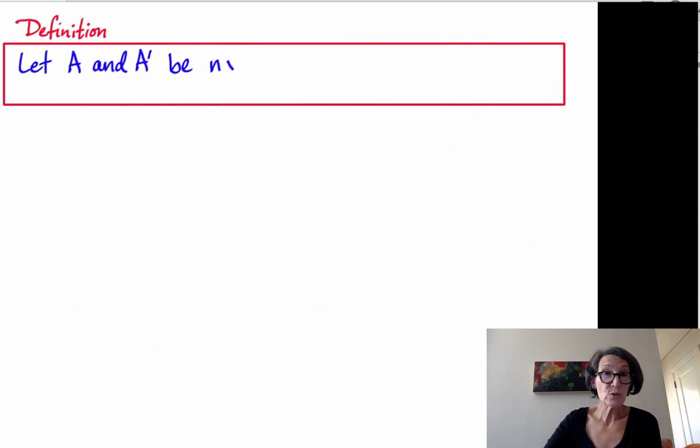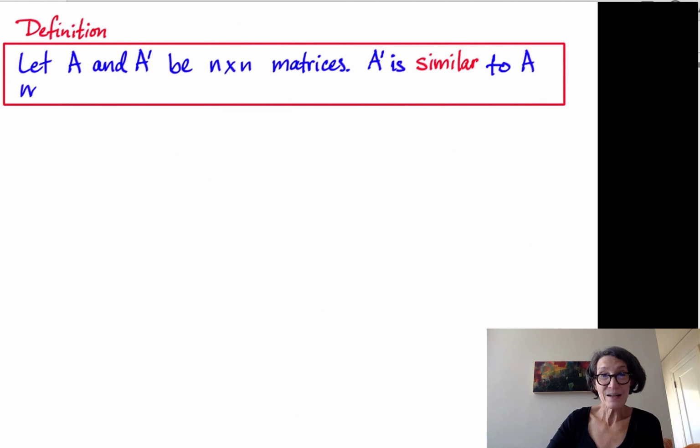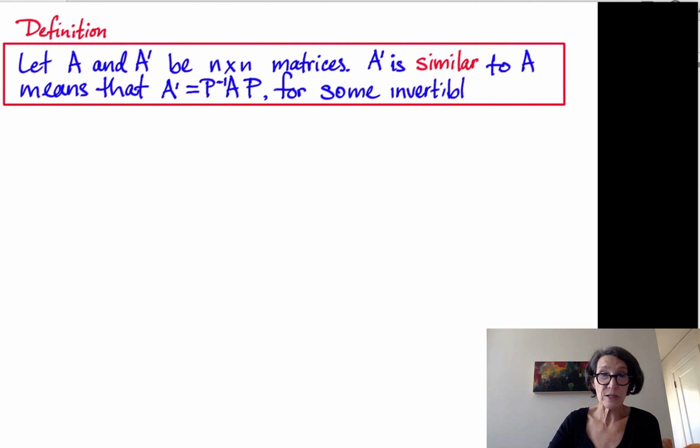Suppose you have two square matrices of the same size, so they're both n by n. Then we say A prime is similar to the matrix A if A prime is equal to P inverse times A times P for some invertible square matrix P. So to prove that A prime is similar to A, you have to find an invertible matrix P and then show that A prime is equal to P inverse times A times P.